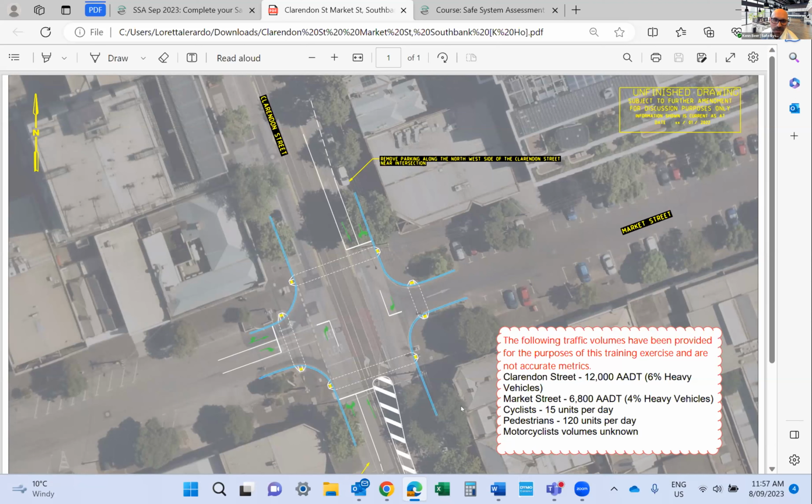And you can see there pedestrians, cyclists. So you might know the area really well and go, no, what are they talking about? There's like 1,000 cyclists that go through there a day. Well, this is for training purposes. We've given you these numbers. You then have to use them in the matrix, regardless of whether you believe them or not. You see there, motorcyclist volume unknown. Remember from today's session, well, what did I say? About 1% of AADT is a good rule of thumb.